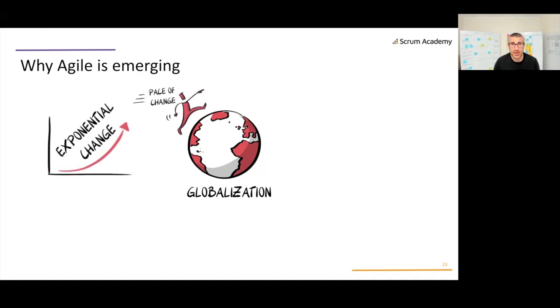Another one, exponential pace of change. Even if it's not exponential, a lot of people start debating this. The pace of change is always going to be faster than it was in the past, just due to technological advancement. We see this in many, many areas. There's a great video of Gary Hamel, which I will share with you at the end of this session for you to take a look at. He explains it much better than I can, where he talks about what are the drivers for this exponential change.